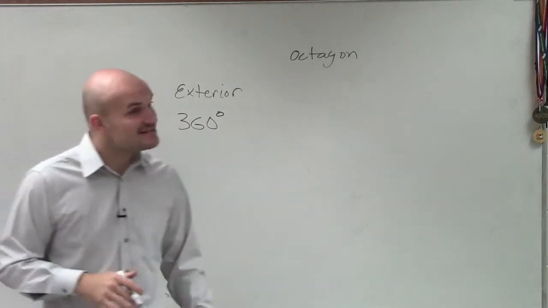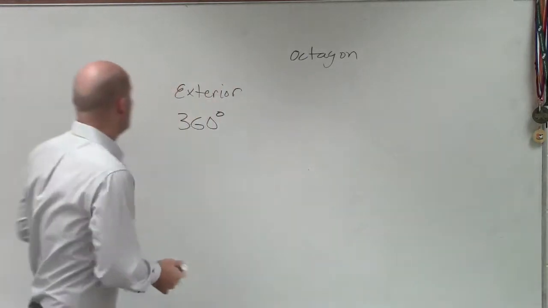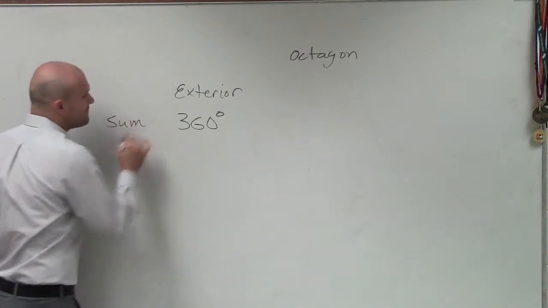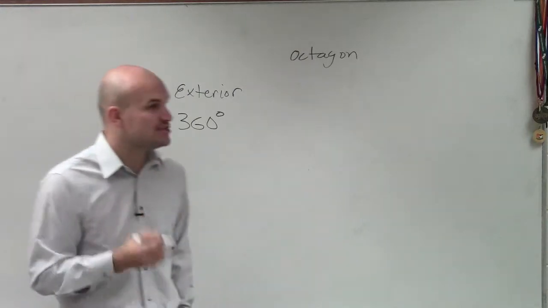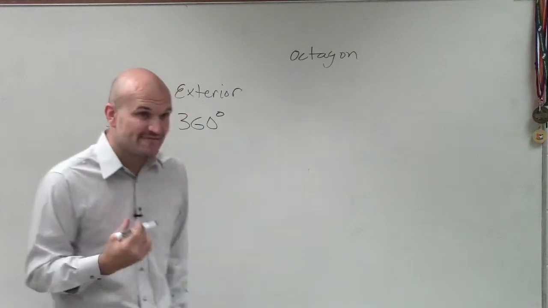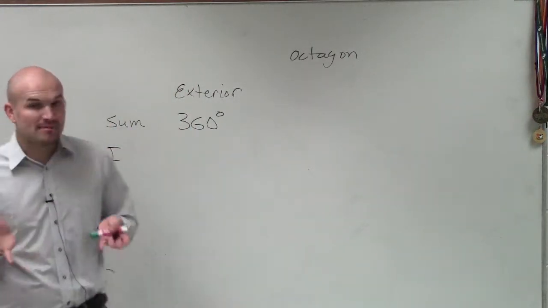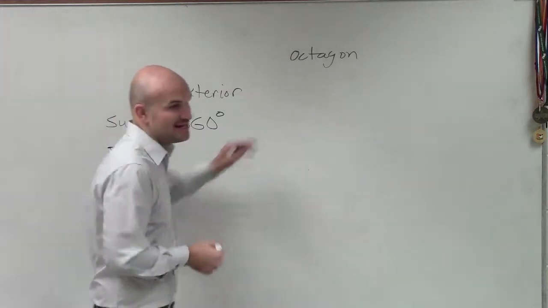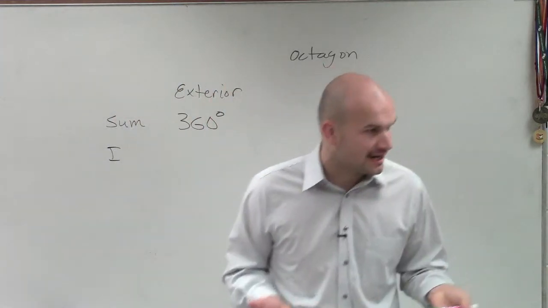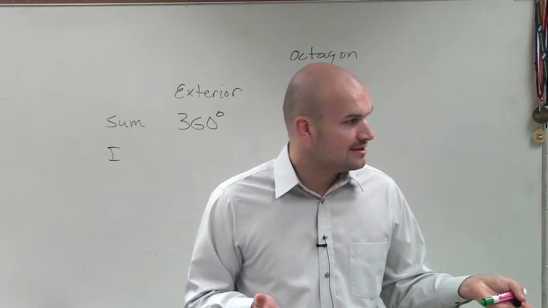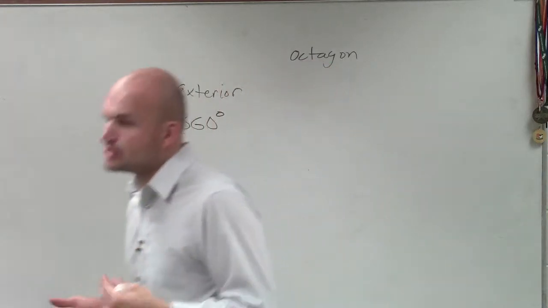Good. Yeah, 360 degrees. That is going to be the sum. But I want to find the measure of the individual angle. Now remember, this is of a regular, I'm sorry, this should be an octagon that's a regular octagon. That means all the angles and all the sides are congruent to each other.